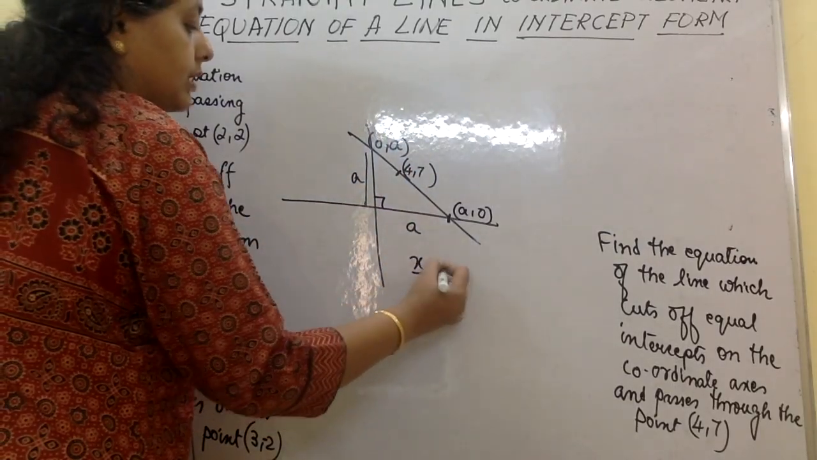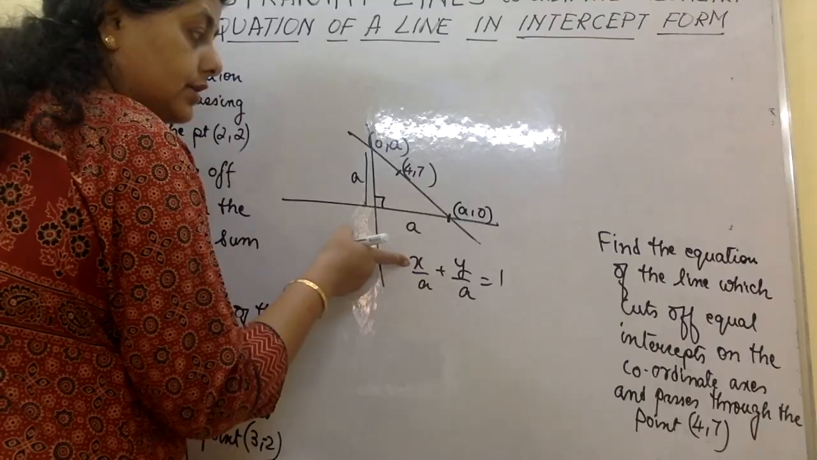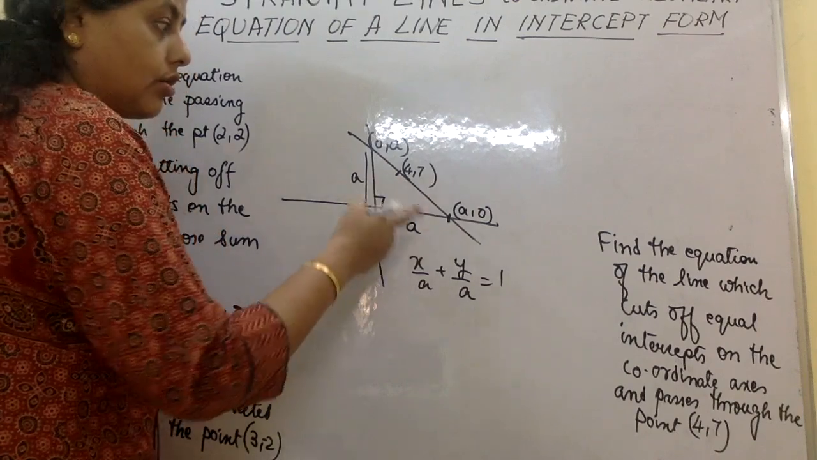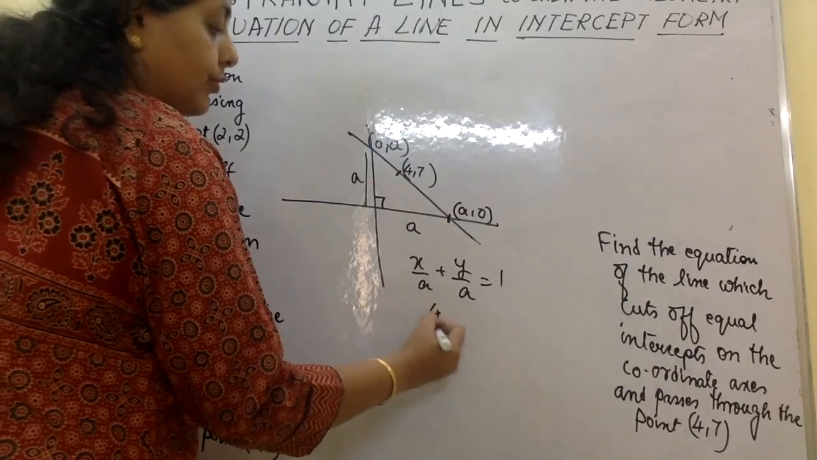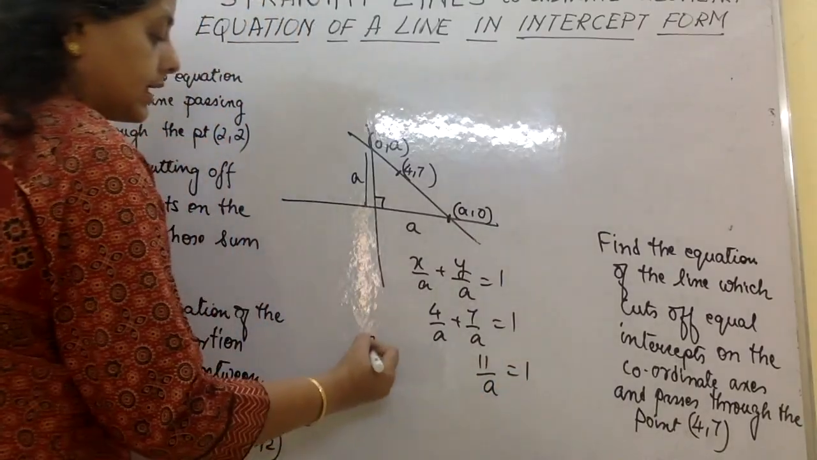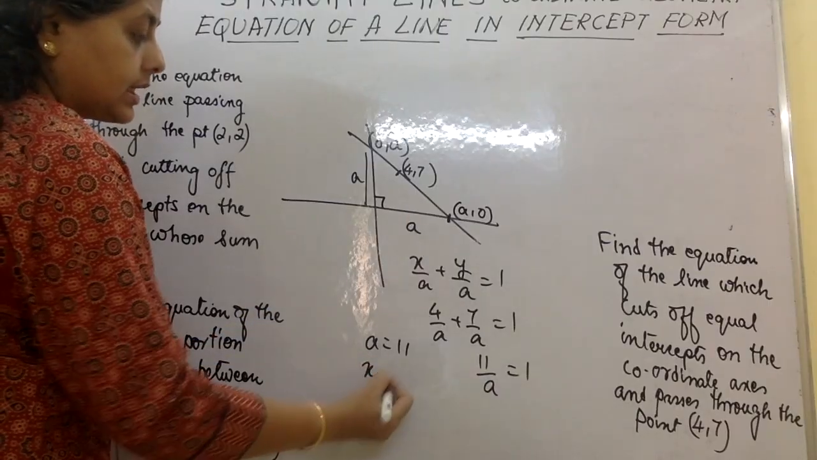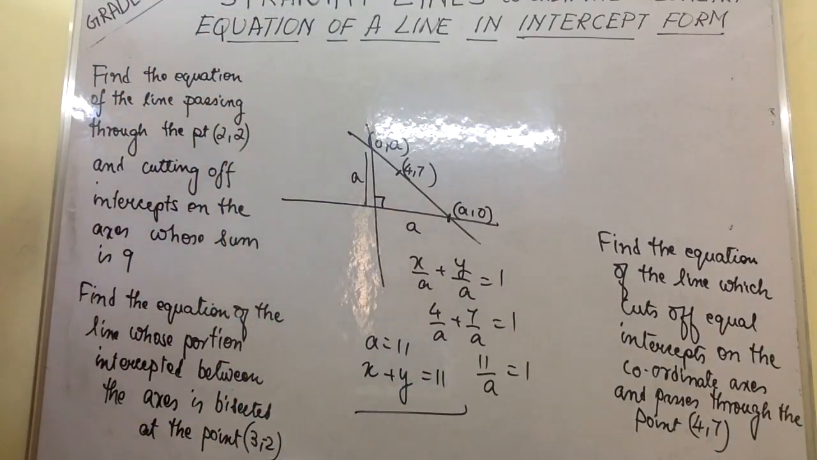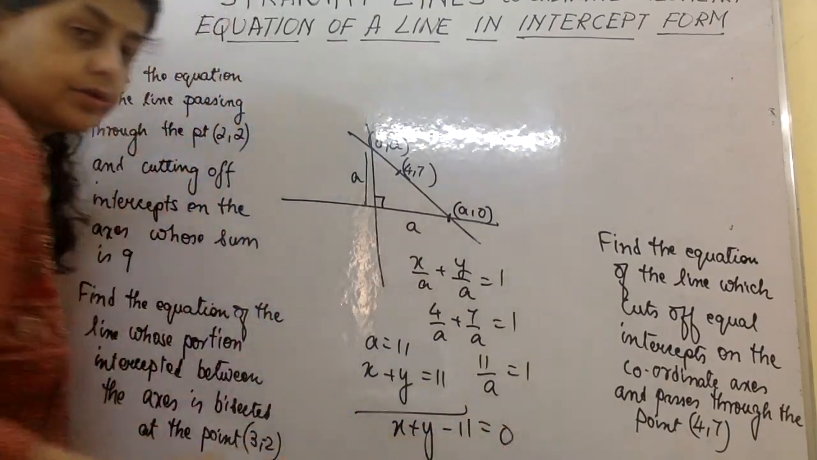Now let's see. x by a plus y by a is equal to 1. And this line passes through 4, 7. Because all the points on the line should satisfy this equation, here in place of x and y I will put 4 and 7. 4 by a plus 7 by a is equal to 1. 11 by a is equal to 1. a is equal to 11. If a is equal to 11, my equation of the line becomes x plus y is equal to 11. So that is my final equation of the line. You can write it like this also if you want.